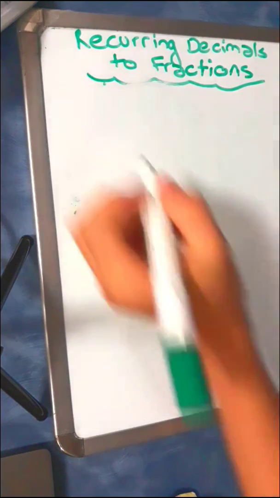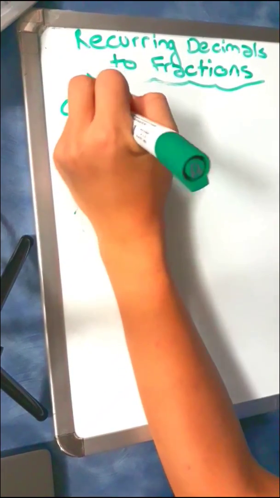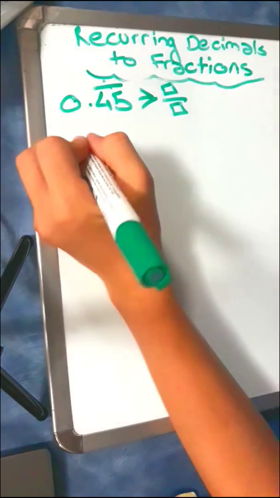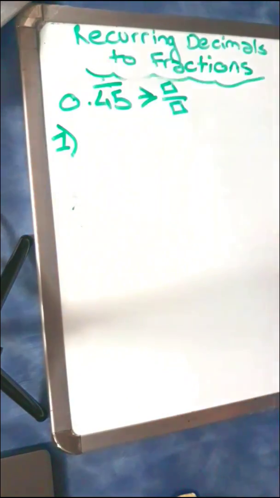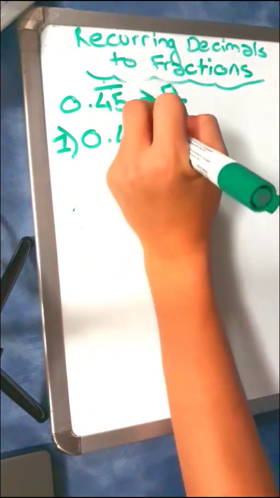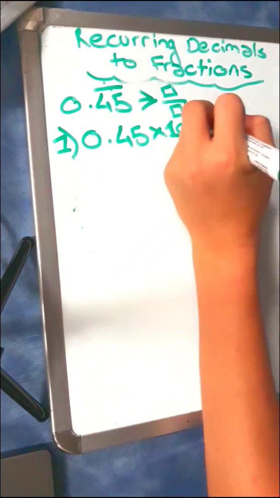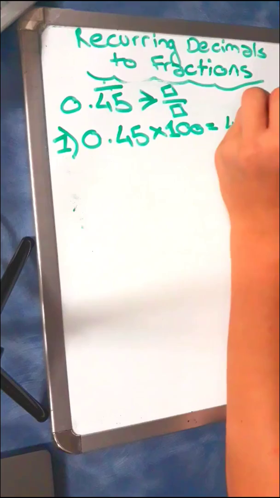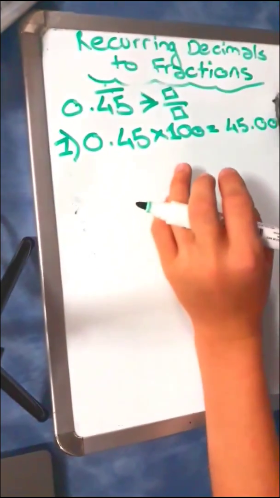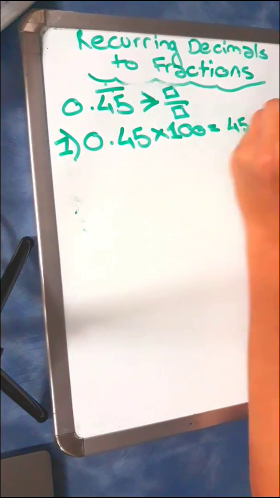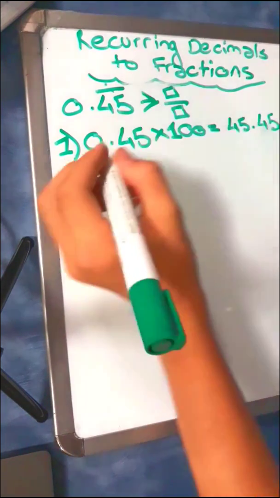2 decimal place recurrings. So for my example, I'm going to use 0.45, and because it's 2, we use the line to fraction. So step 1 is once again to times by, this time, 100 because we've got 2 recurring decimal places. So that would bring us to 45.45. That keeps going on and on.